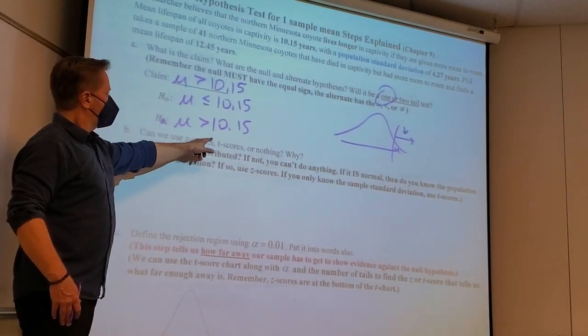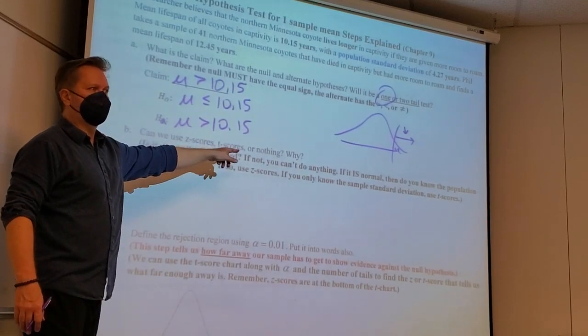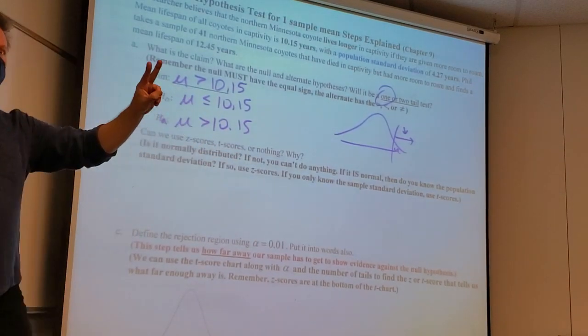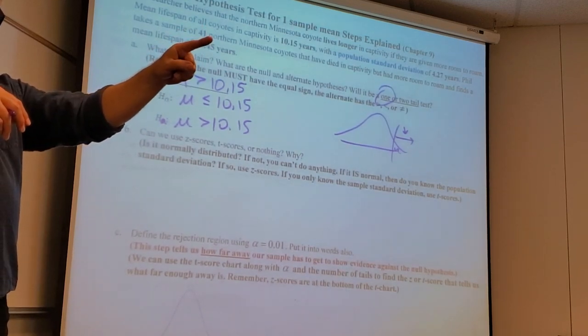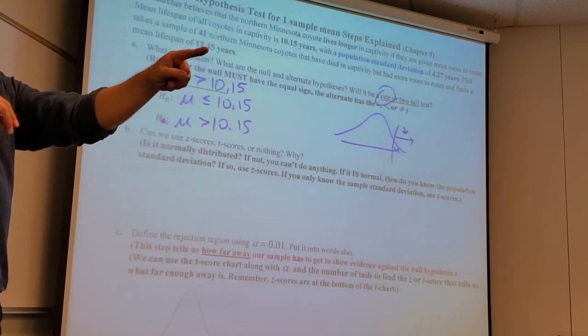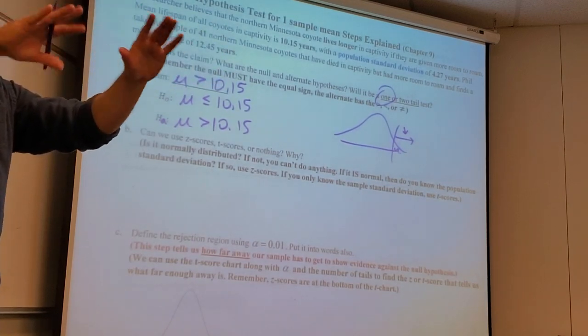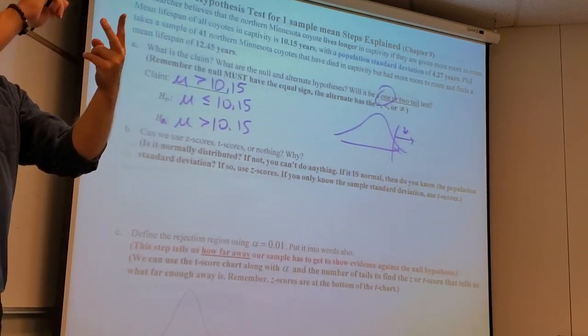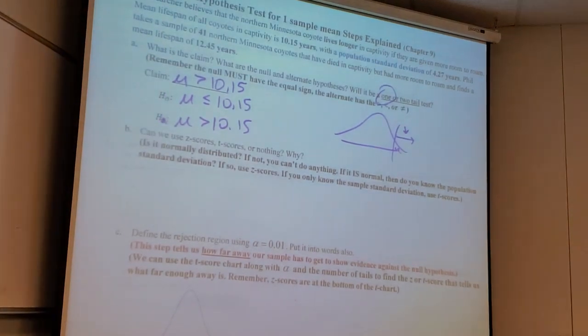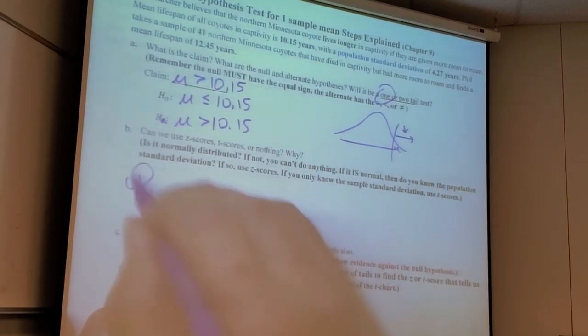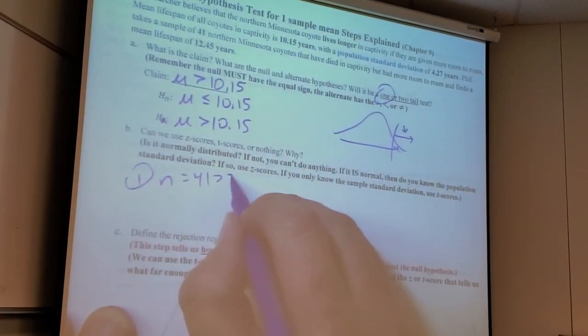So can we use z-scores, t-scores, or nothing? So 2 things we got to look for, yes? Okay, what's one of them? The sample is bigger than 30. Good. So one of them is a normal distribution. So either it says it is, or the sample size is big enough, right? Somebody else tell me what's the second thing that's going to tell me which thing to use. Population. Yeah, n is 41, bigger than 30. Check.